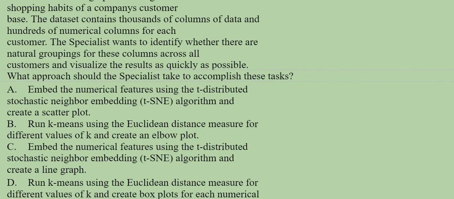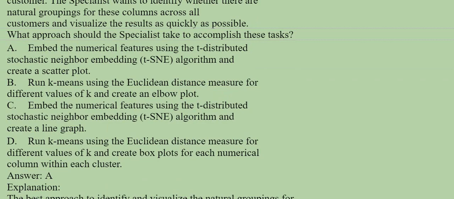Option A. Embed the numerical features using the T-distributed stochastic neighbor embedding (t-SNE) algorithm and create a scatter plot. Option B. Run k-means using the Euclidean distance measure for different values of k and create an elbow plot. Option C. Embed the numerical features using the t-SNE algorithm and create a line graph.